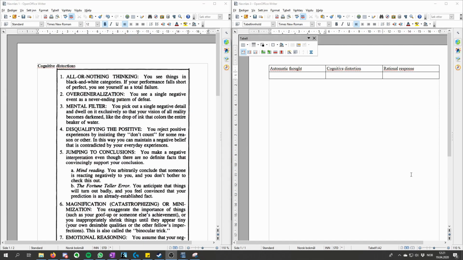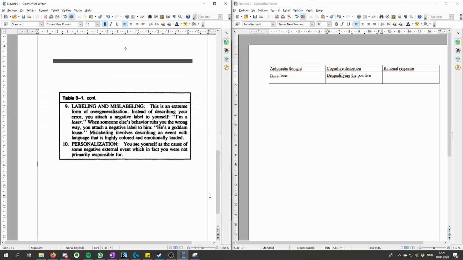Let's do one more example. This is a typical thought I have when I get rejected. I'll think, I'm a loser. Now let's identify the cognitive distortions. I find this thought to be guilty of disqualifying the positive. I'll show you why. It's also guilty of labeling, like the last one was, since I label myself a loser.